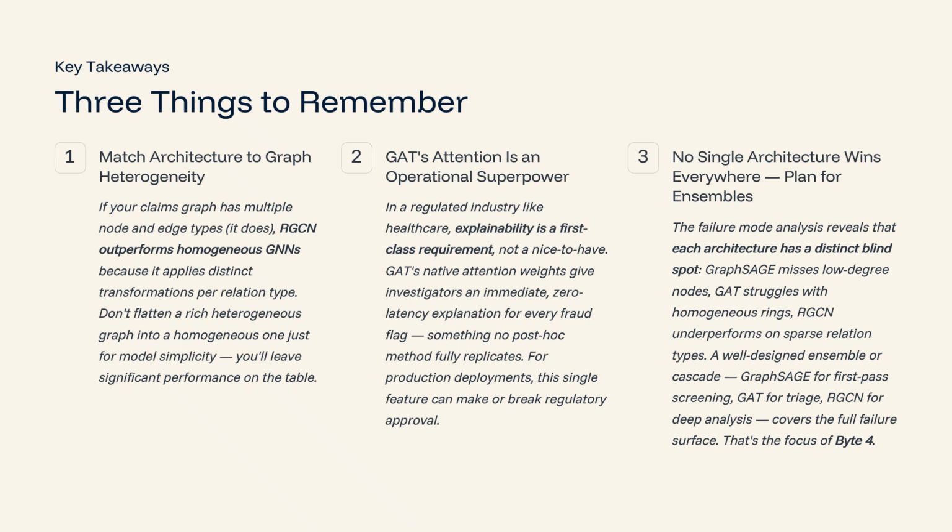Third, plan for ensembles from day one. The failure mode analysis is unambiguous. GraphSAGE misses low degree nodes. GAT collapses on homogeneous rings. RGCN struggles with sparse relations. These blind spots are structurally complementary. A cascade that combines all three covers what no single architecture can. Design for that from the beginning. Don't bolt it on later.